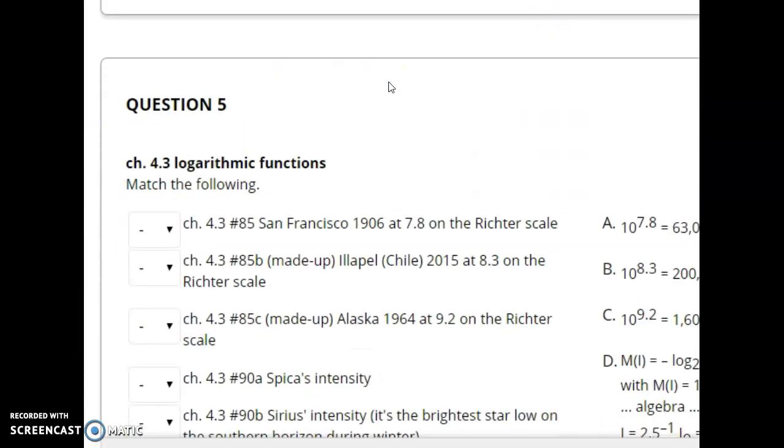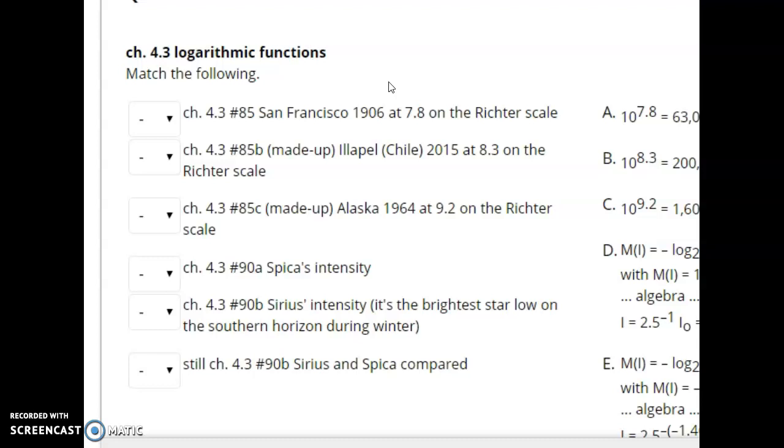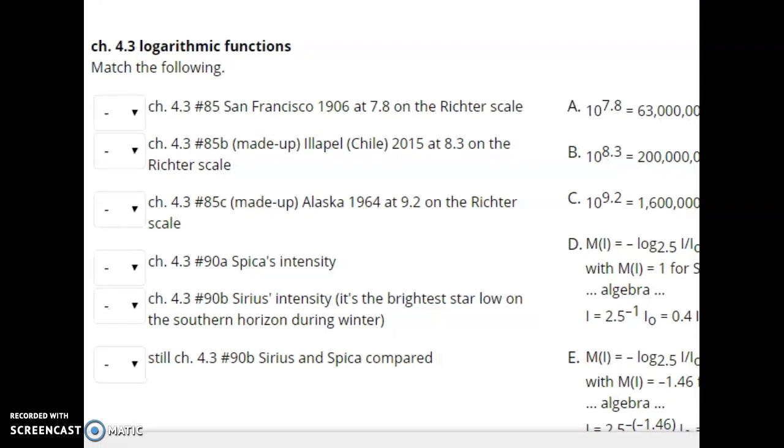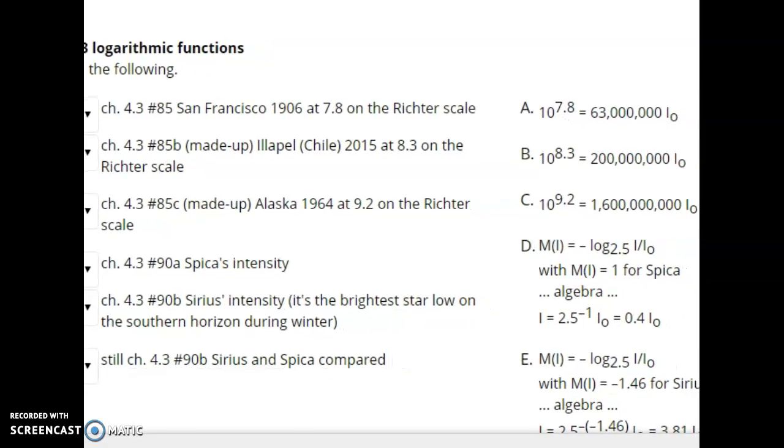All right, next problem, logarithmic functions. So here, just plug these in. And notice I made up a few. So as you plug this straight onto your calculator, you take the 7.8 on the Richter scale. He was actually American, so Richter scale, I guess. 7.8 is the exponent. You take 10 to the 7.8 on your calculator, you come up with 63 million. And this one is made up. Well, the earthquake in Chile is not made up, but it's not in the book. So 8.3 in Chile and 10 to the 8.3, excuse me. And then the Alaska 1964 earthquake, 9.2, 10 to the 9.2.